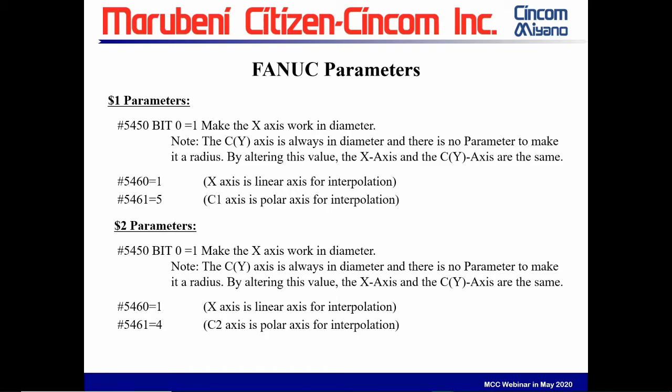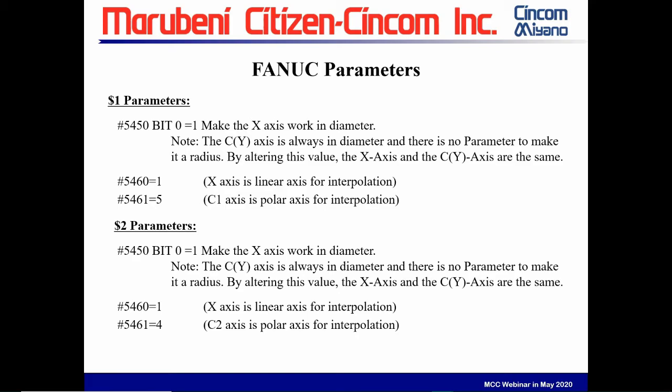Okay, the 5461 is the polar axis for interpolation. The 546 is the linear axis for interpolation, in other words, X. Those are standard and never really get changed. I don't know if I broke up when I was talking about the C and the Y axis, but the x-axis can be in diameter or radius. The y-axis, the c-axis is always in diameter.